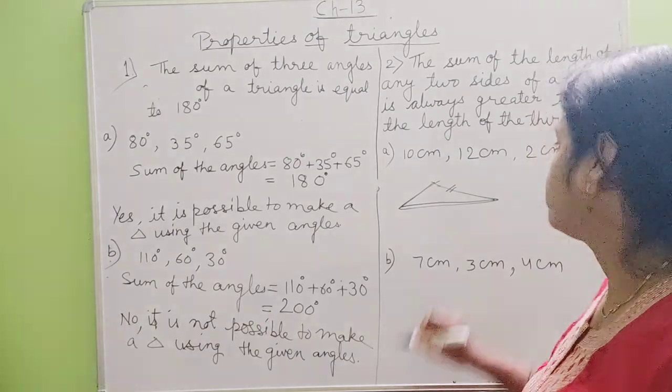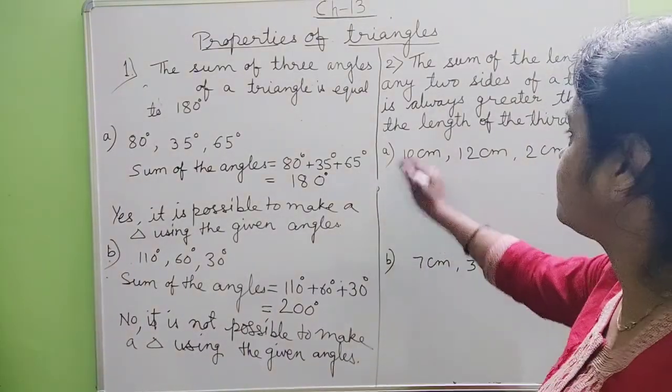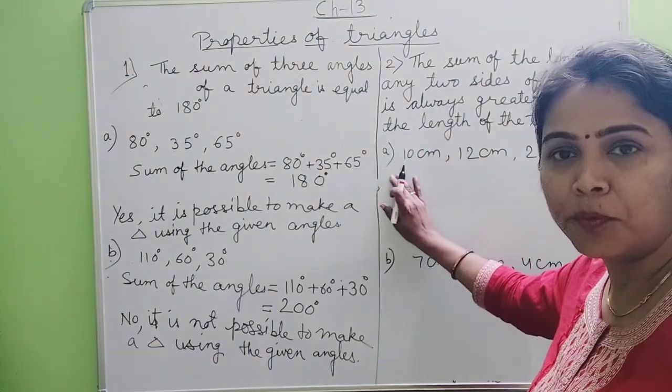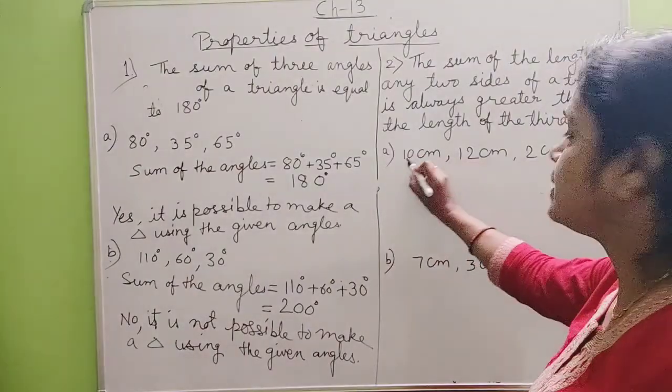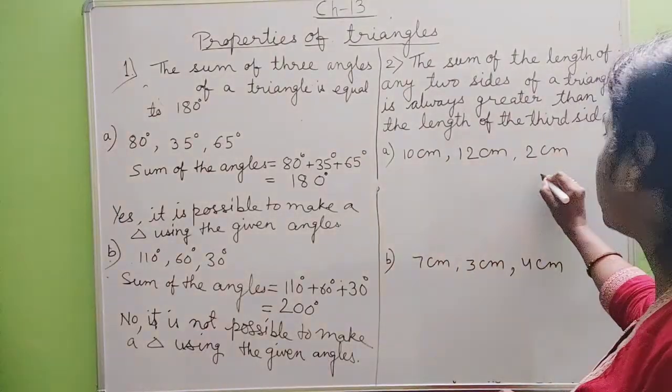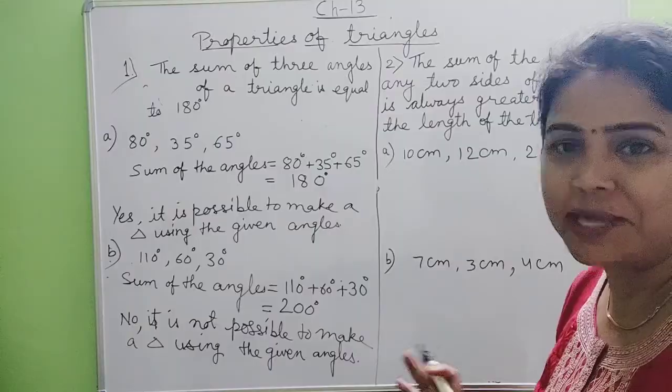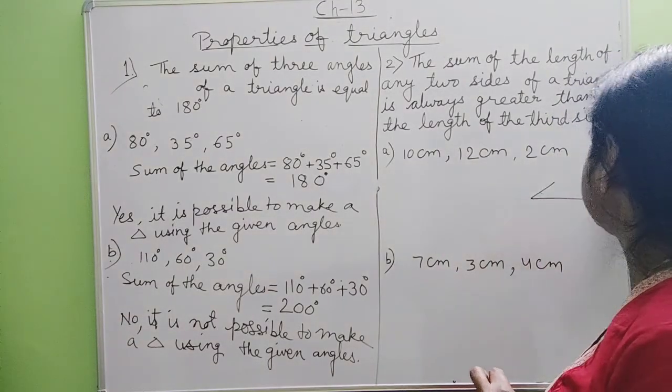Got it? So suppose this is a triangle according to the question. I have taken one question from your book only. In this question, suppose I am making a triangle. You will not have to make any triangle, but suppose I am making a triangle here.